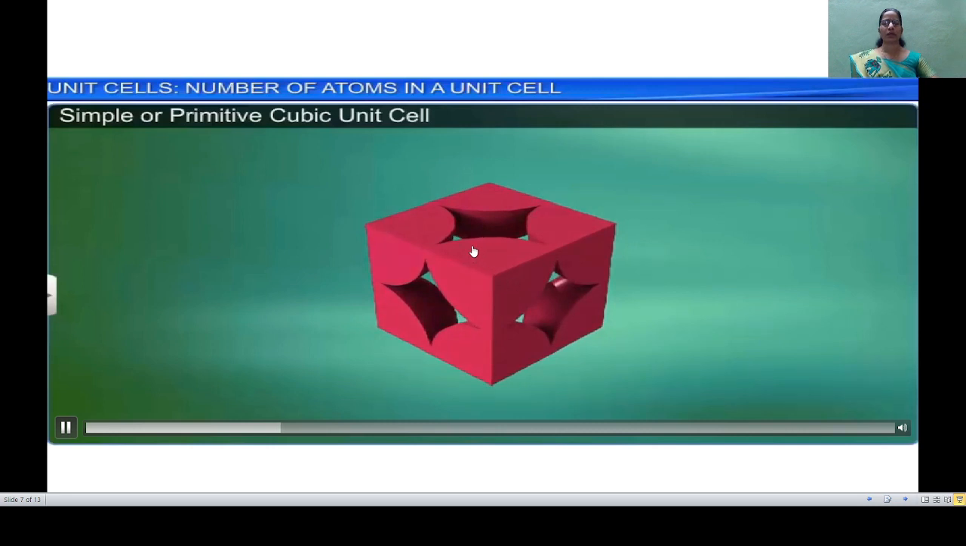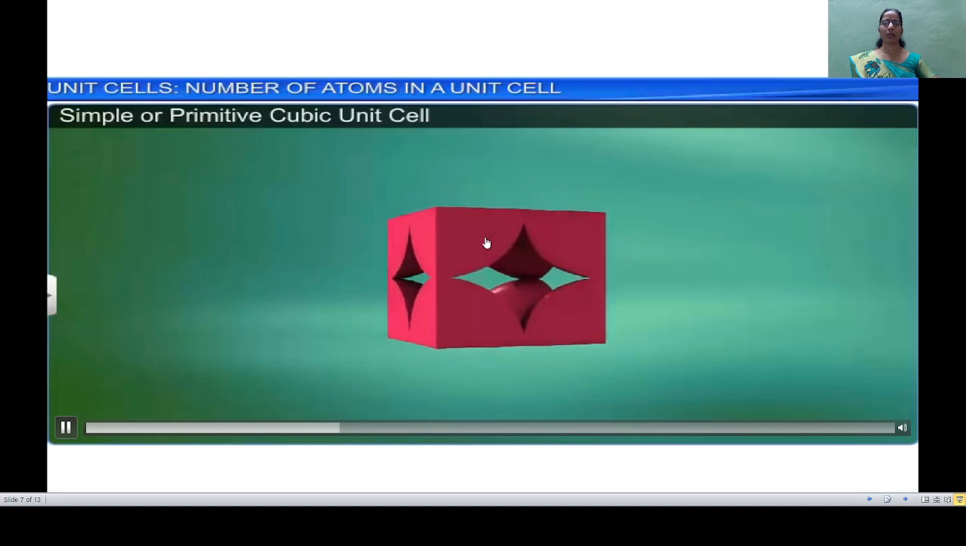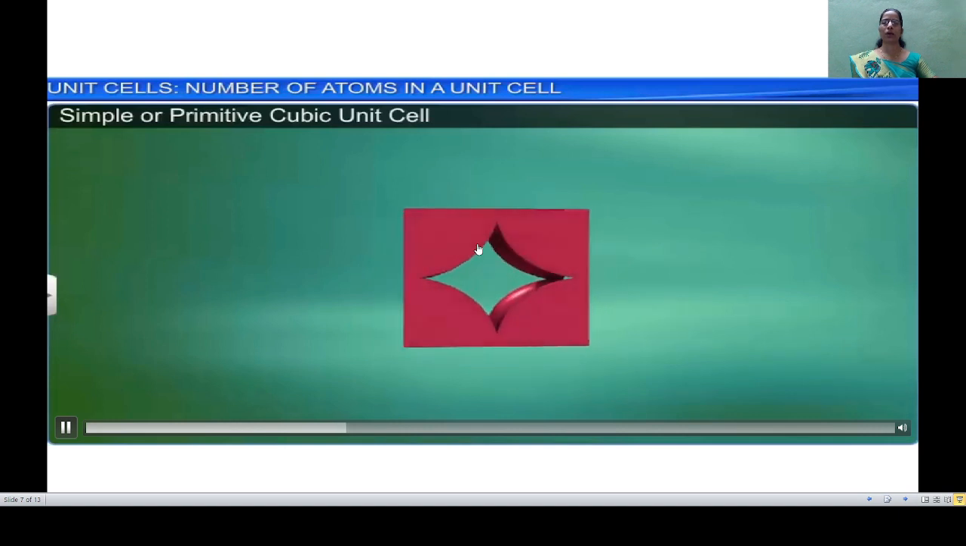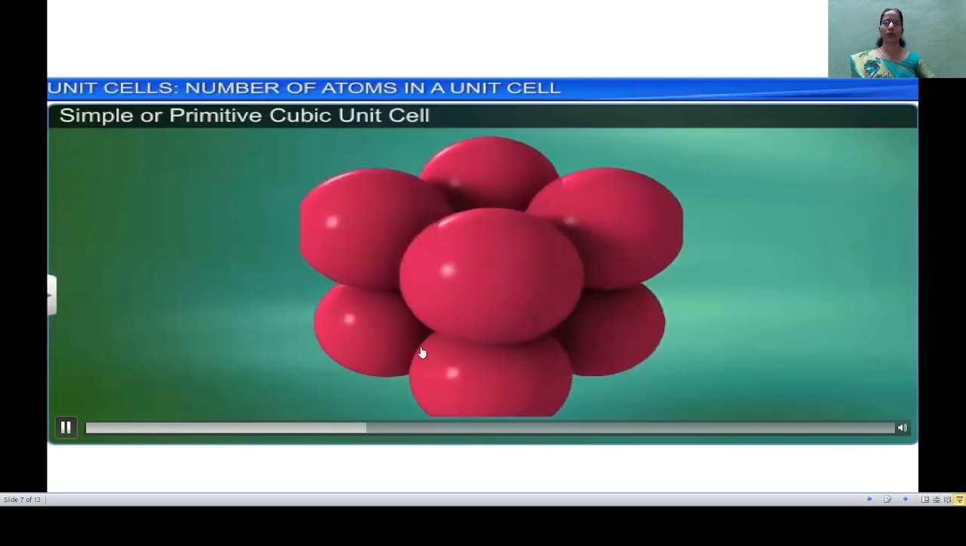Thus here there are 8 corner particles, and hence you can calculate the contribution of all these corner particles in the unit cell in a simple manner. The contribution of each particle at the corner is only 1 divided by 8, and there are 8 corner particles, and therefore the number of particles or atoms in a unit cell can be written as 1 divided by 8 into 8, that is equal to 1.